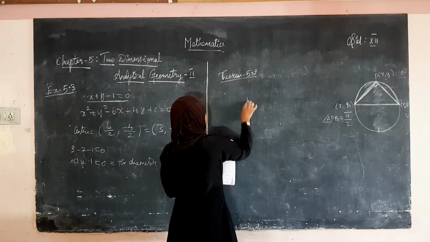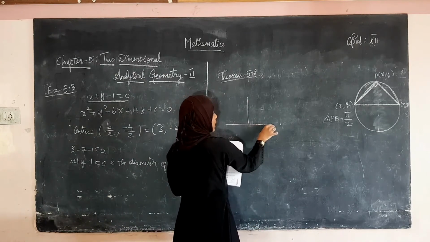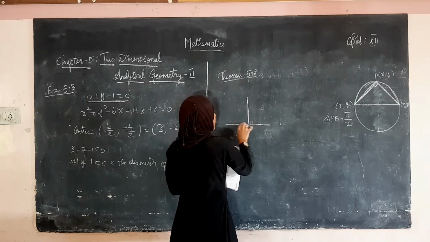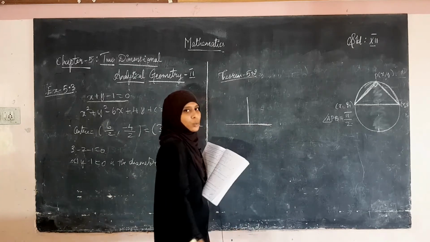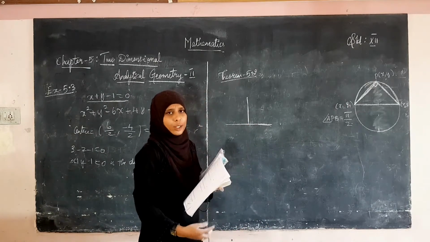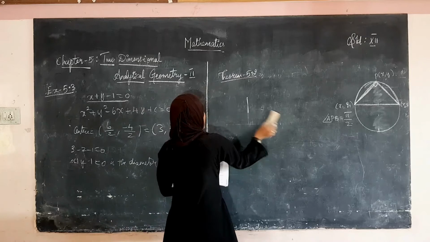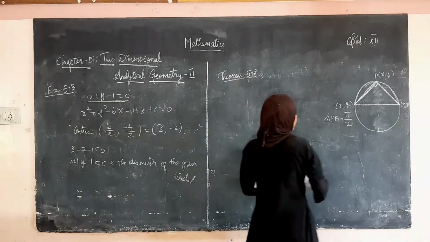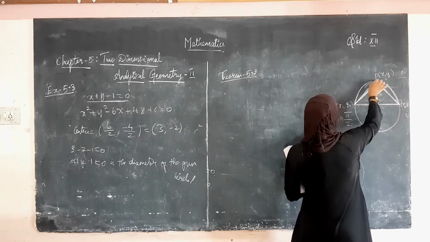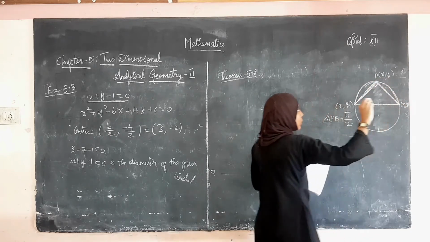That is, if two lines are perpendicular, then the slope of this line into the slope of this line will be equal to -1. Right? Slope of line 1 into slope of line 2 is equal to -1. Similarly, see here, this is perpendicular to this. Therefore, slope of this line into slope of this line is equal to -1.